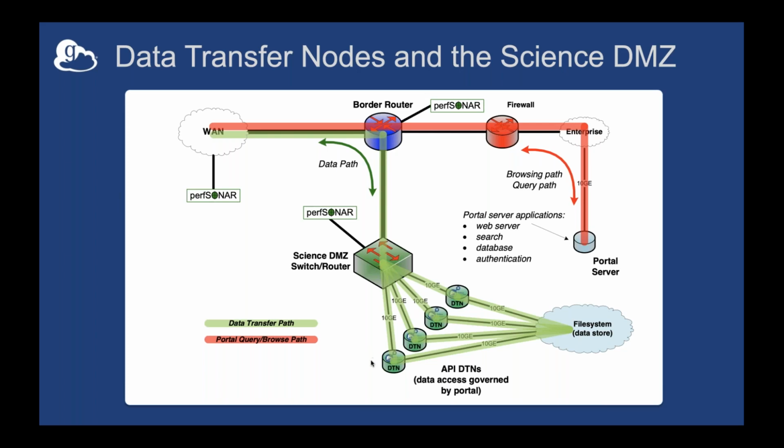So this is why you're able to access data using Globus at 100 gigabits per second in some institutions, and certainly at 10 gigabits per second in many other institutions, because these science DMZ mechanisms are in place.